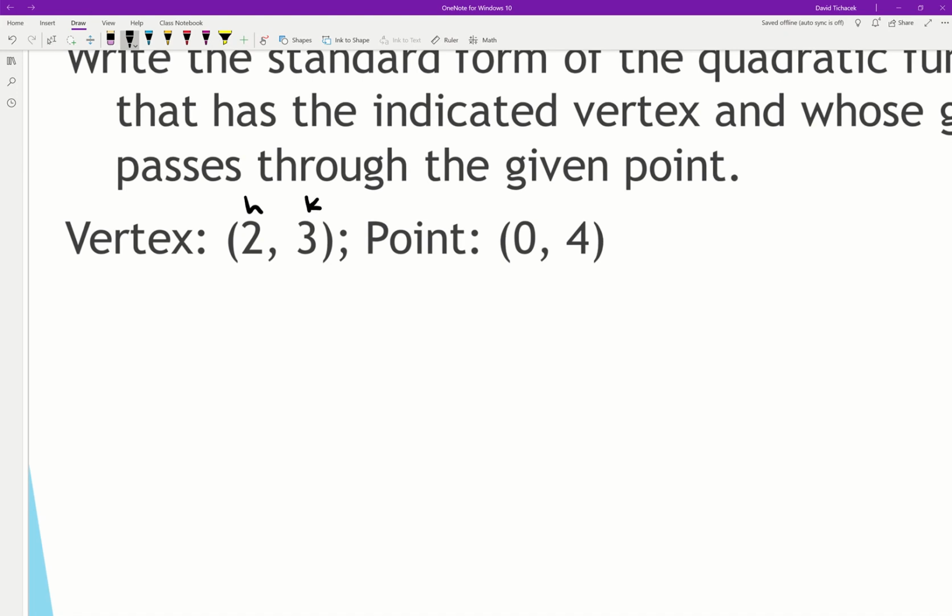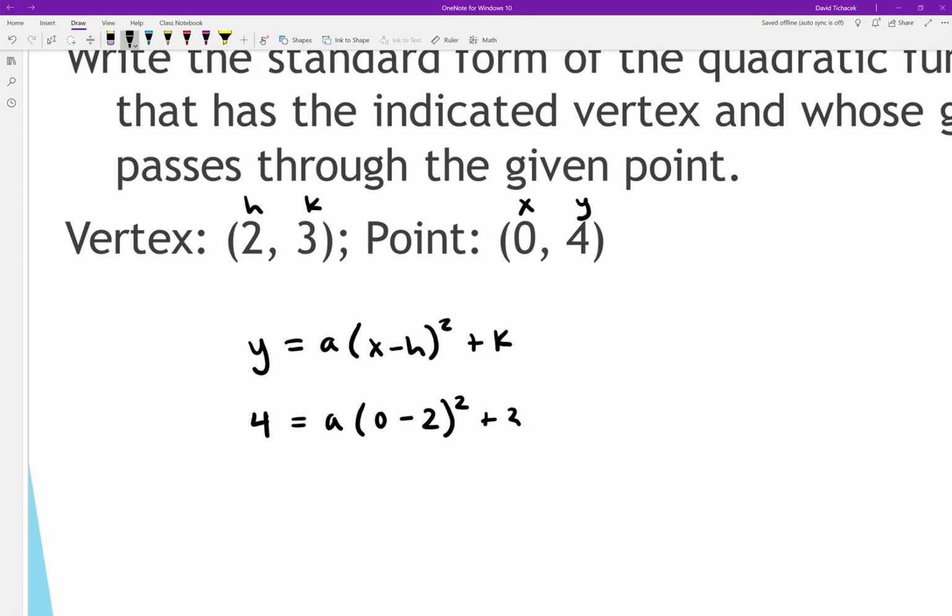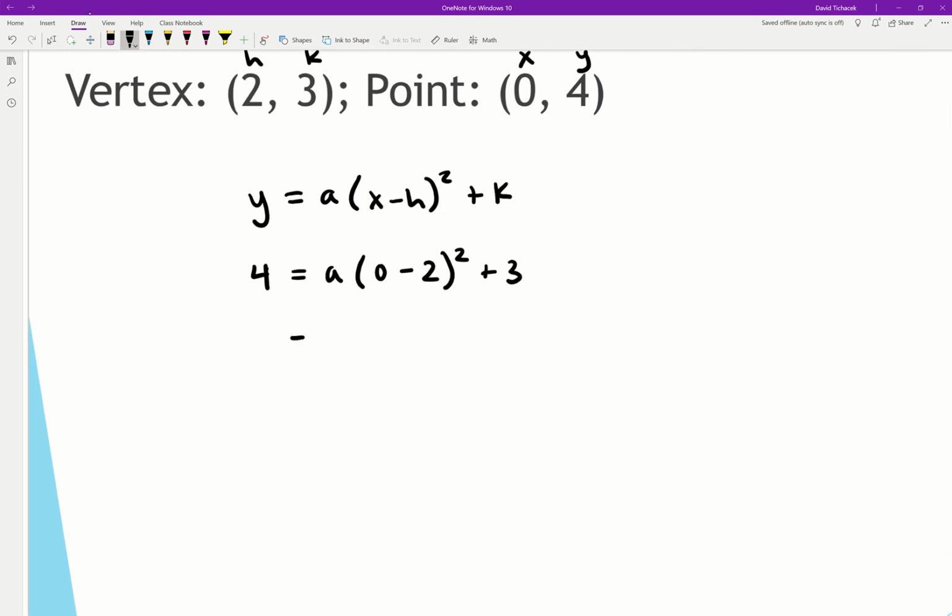So h and k are the vertex, and of course we give you a point, which is x and y. So if I start off with y is equal to a times the quantity x minus h squared plus k, then I'm just going to plug in my information and solve here. So 4 is equal to a times 0 minus 2 squared plus 3, and then I'm going to solve this for a. So 0 minus 2 is negative 2. If you square that, you get positive 4, so I could change this to positive 4a plus 3 is equal to 4. If I subtract 3 from both sides, then that's going to give me 1 on the left-hand side is equal to 4a on the right-hand side, and then divide both sides by 4, and I get that a actually turns out to be a fraction, 1/4.